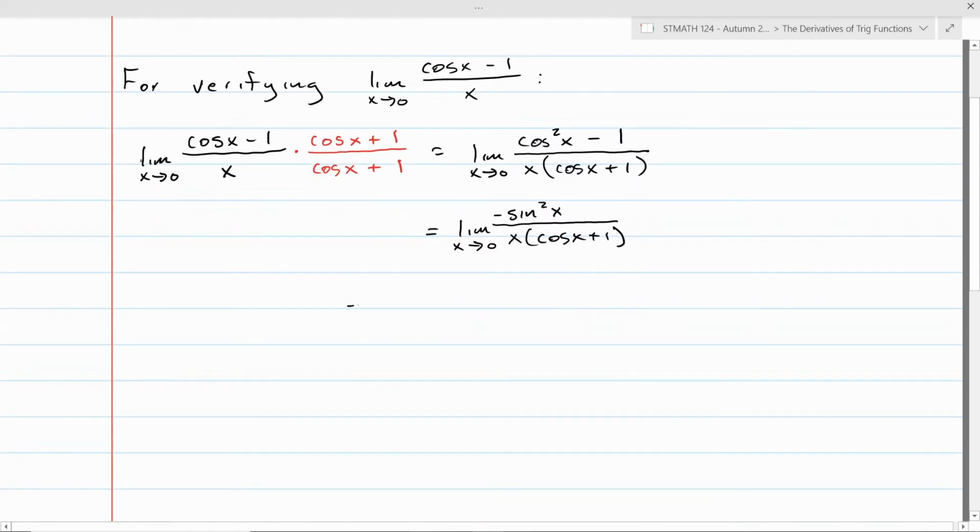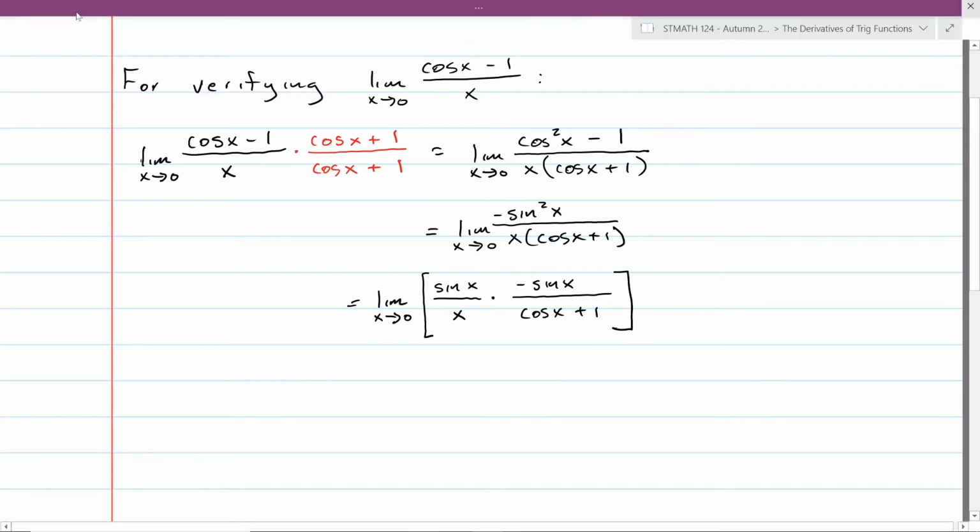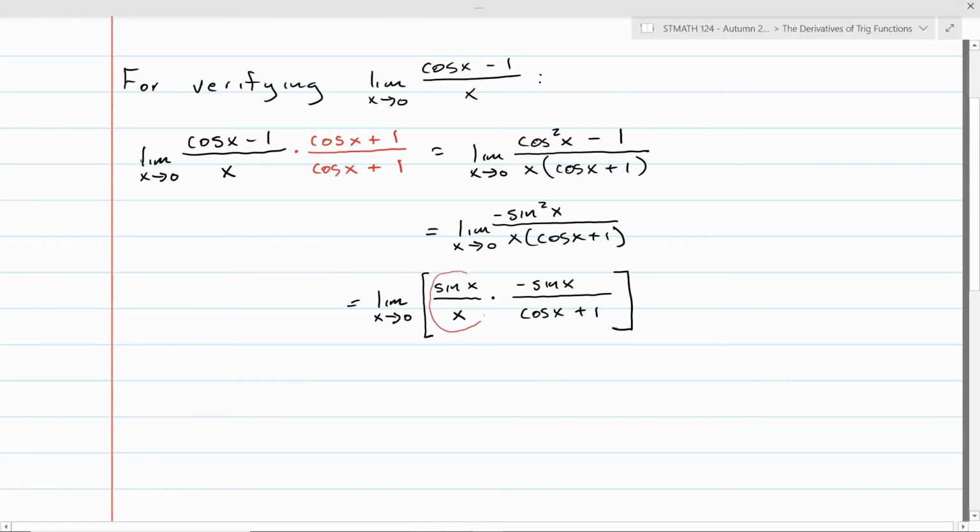And at this point, I'm going to just break things up a little bit so that I can take advantage of the other limit that we already proved, that the limit as x goes to 0 of sine of x over x is equal to 1. So I can take that big fraction there and break it up like this. I can do a sine of x over x, and then I have times, a negative sine of x divided by cosine of x plus 1. And this limit we can evaluate right away, because what do we know that sine of x over x goes to as x goes to 0?